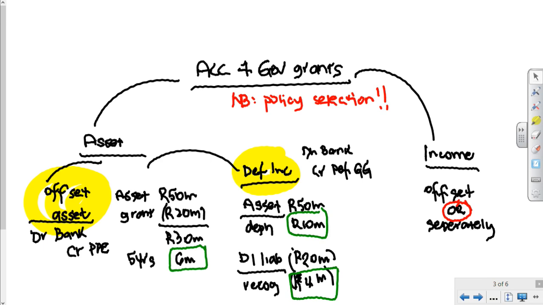If I choose separate, I will show the total salary and I will show the income that I got from government as separate. Seems easy enough? Okay, seems easy enough. Let's see.